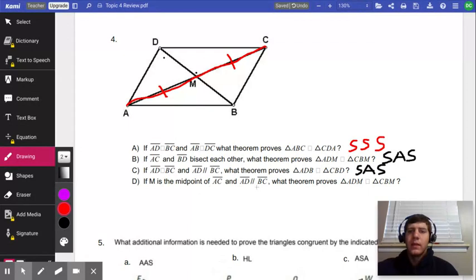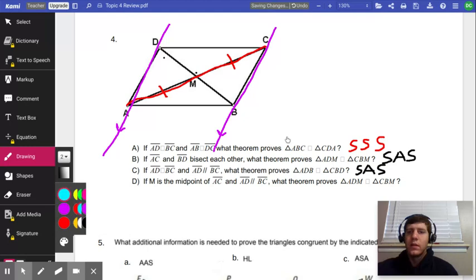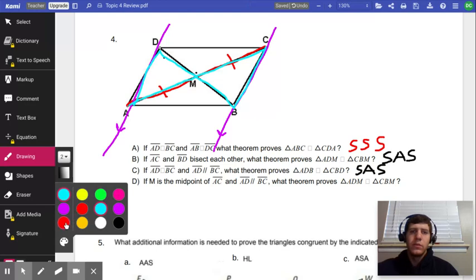Okay. And then AD is parallel to BC. So again, we have AD here being parallel to BC. Okay, and this time we're trying to show that triangle ADM, so this triangle here, is congruent to triangle CBM. Okay. There's actually two different ways we can do this one then, depending on what you choose as your transversal.